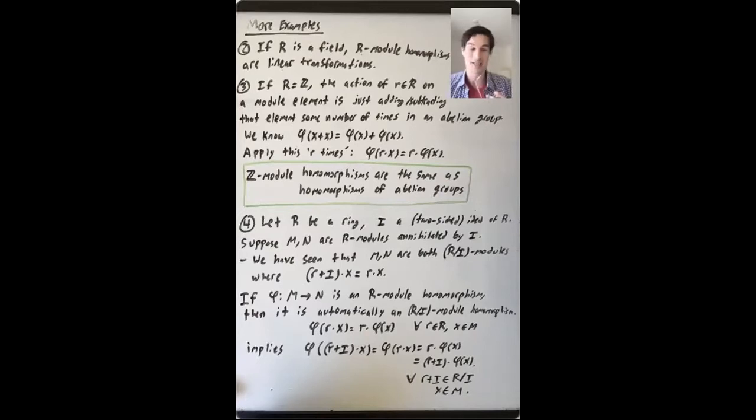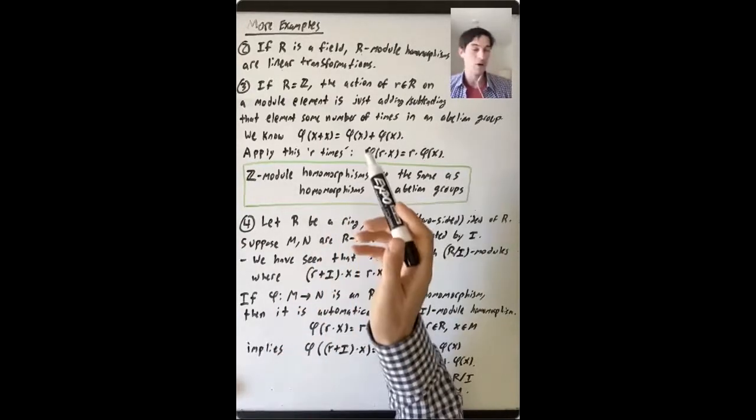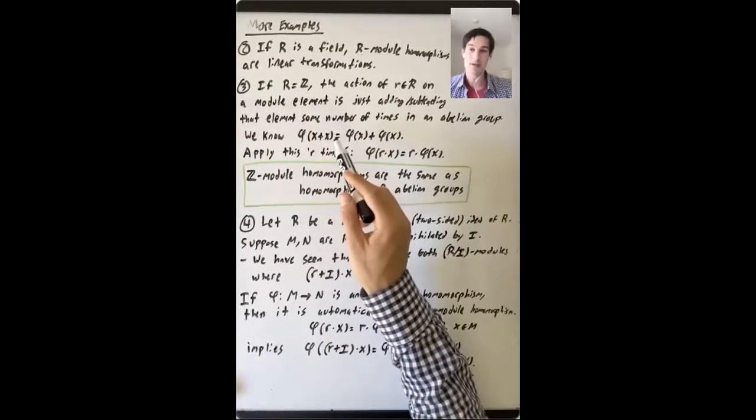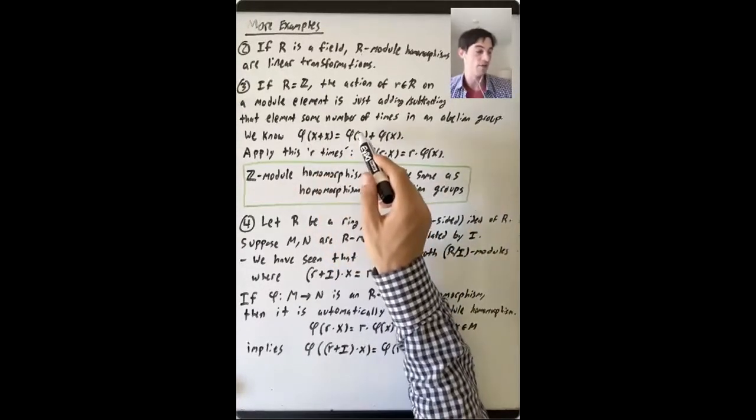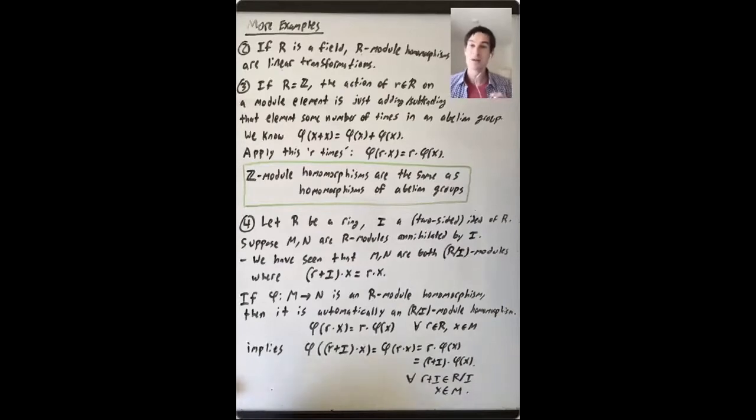If r is 0, you just get 0. And if r is negative, then you're adding the inverse of this element to itself a bunch of times. So, okay, if you have a map phi, and you want to know whether it's a Z module homomorphism, certainly it has to be a homomorphism of abelian groups. So phi of x plus x has to be phi of x plus phi of x. But it has to be more than a homomorphism of abelian groups. You have this second condition, that phi of r dot x has to be r dot phi of x for all x in the module and r in the ring.